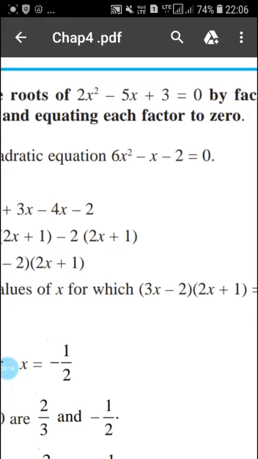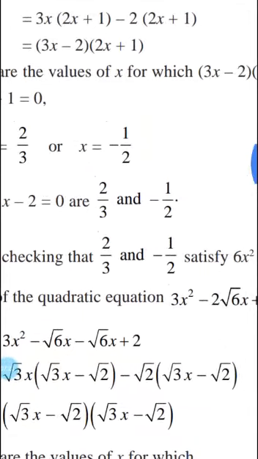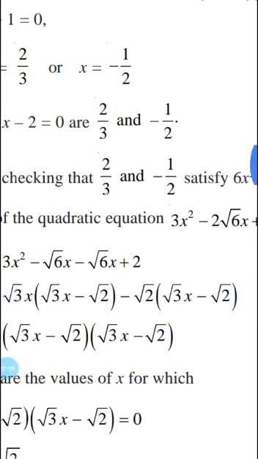Is that okay? And you can check it also. How will we check? We will check by putting the values 2 by 3 and minus 1 by 2. If it satisfies the equation, just put it in the LHS and you will get the RHS as 0. So we can say that these values satisfy the equation.